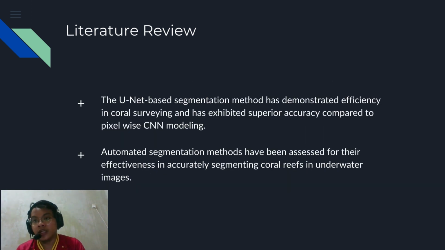Next, the UNet-based segmentation method has demonstrated efficiency in coral surveying and has exhibited superior accuracy compared to pixel-wise CNN modeling. And the last one is, according to Alonso and Riegel, automated segmentation methods have been assessed for their effectiveness in accurately segmenting coral reefs in underwater images.